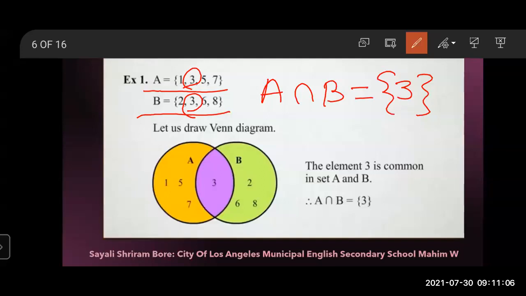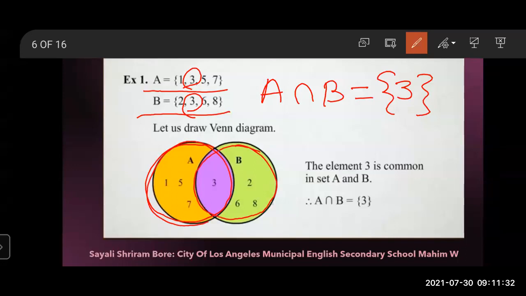Okay, this is set A. Which are the elements in the set A? 1, 3, 5, 7. Okay. Then in set B, which are the elements? 2, 6, 8. Okay. Now, whenever you are drawing a Venn diagram, represent the intersection of the two sets.